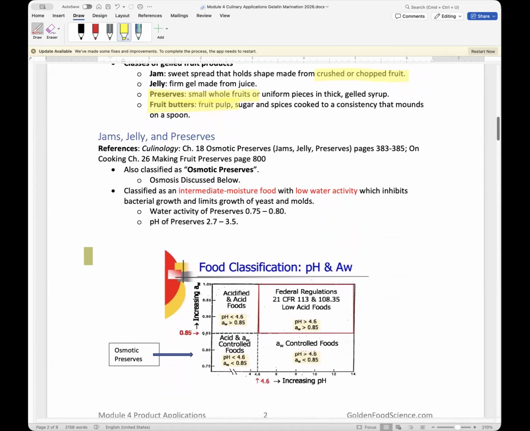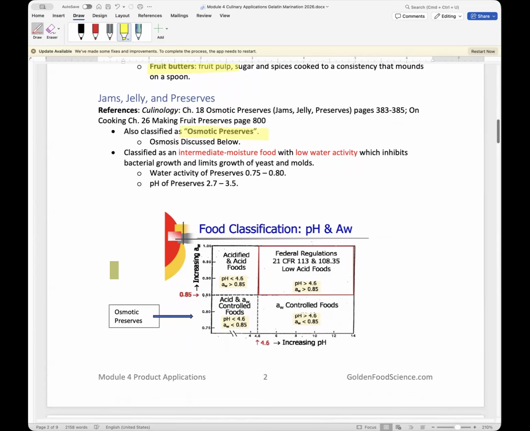So today I want to talk about the jams, jellies, and preserves. And these are called osmotic preserves. Later on, I'll talk about what osmosis is, just as a refresher. They're also classified as intermediate moisture foods with low water activity, and they have a low pH.